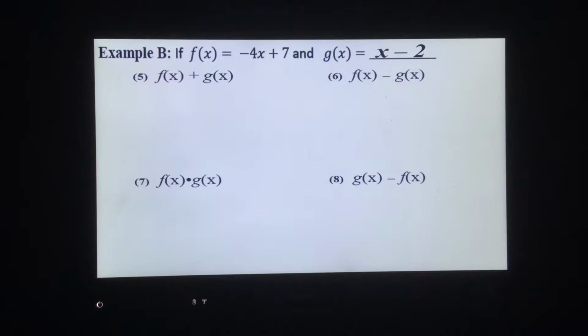All right, guys, hopefully you got this correct. Now again, f of x is the negative 4x plus 7. g of x is just the x minus 2. So all you got to do is just combine these polynomials together.